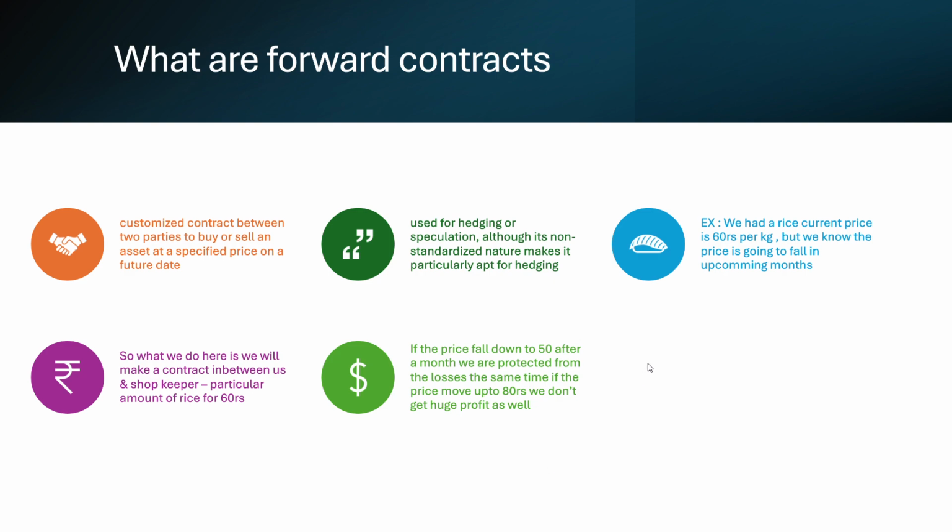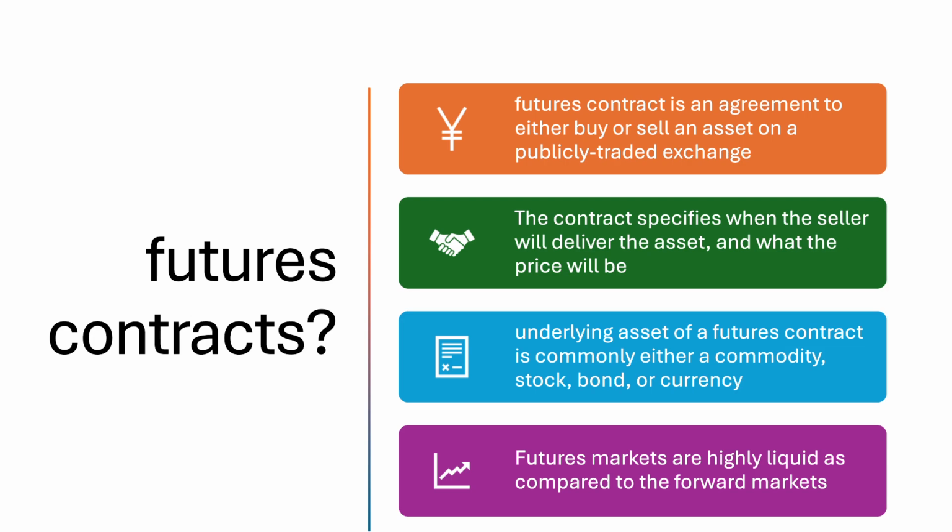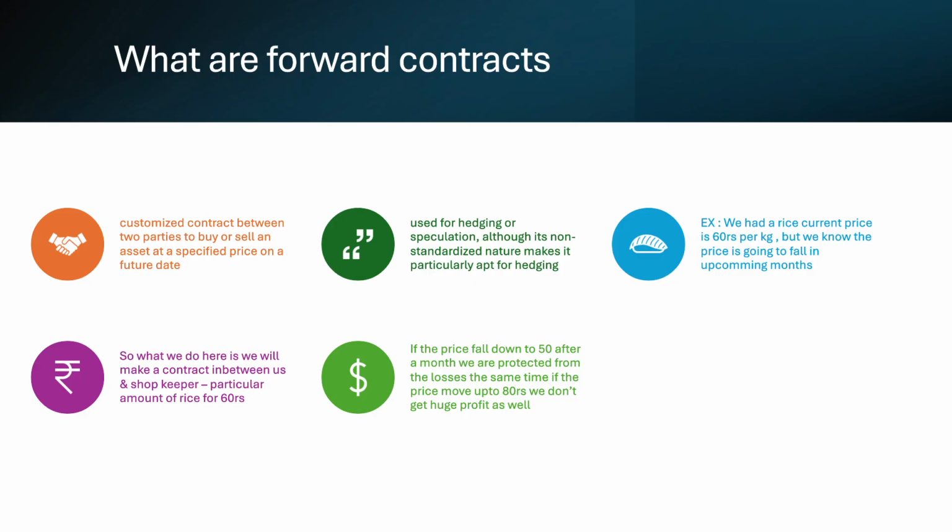Even if the price goes up or down, whatever price we agreed to sell at, we are going to sell at, and whatever price we agreed to buy at, we are going to buy at. This is how a forward contract works. Take it as a keyword and keep it in your mind always. That is the reason I came up with the example.